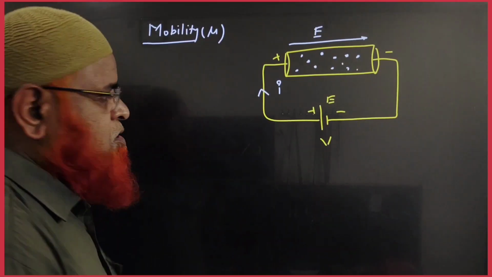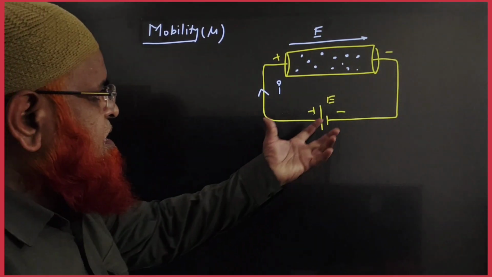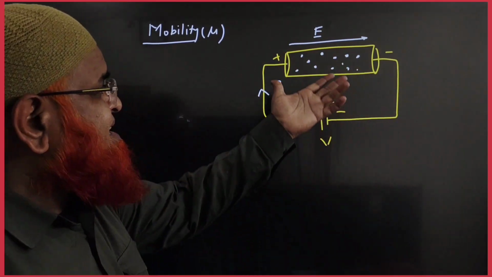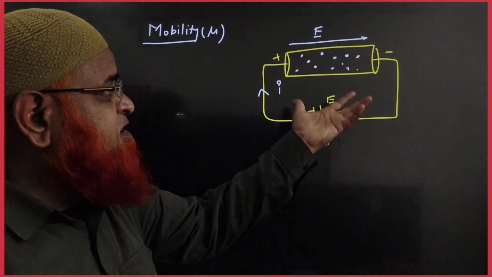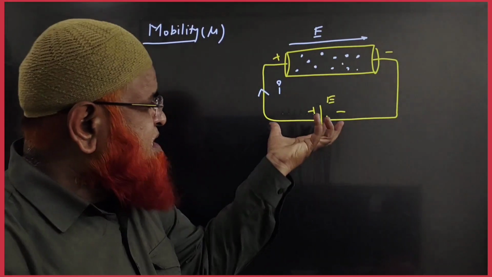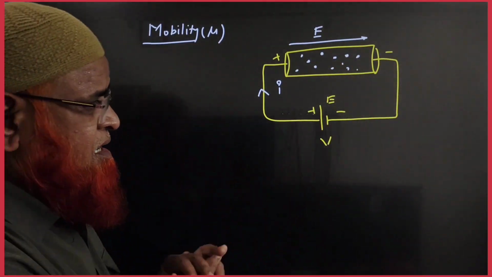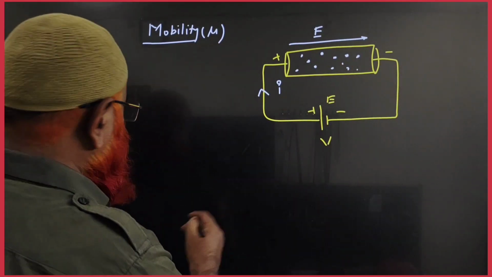So here, the next topic is mobility. What do you mean by mobility here? Mobility is nothing but the movement of the electrons when an electric field is applied. What is the meaning of application of electric field? When you apply a certain potential, an electric field is created across the conductor. So what do you mean by mobility here?